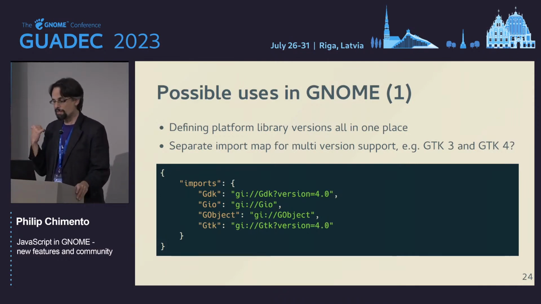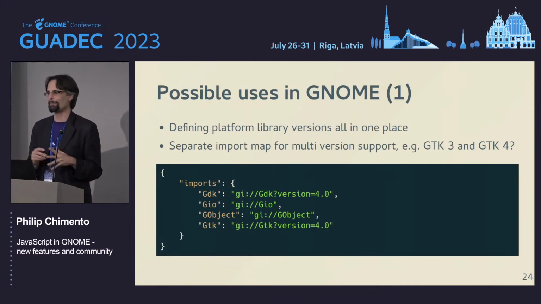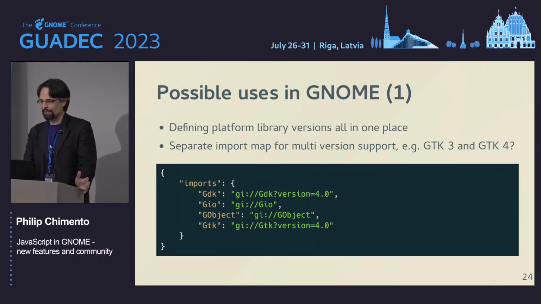And you could even use this to implement multi-version support. If your app, for example, could work with GTK3 or GTK4, you could give it a different import map depending on what you wanted to import. Or import a library if it's present on the system, and import a shim if the library isn't present on the system. You can do this now, but you have to use dynamic imports for that. That's kind of a pain.